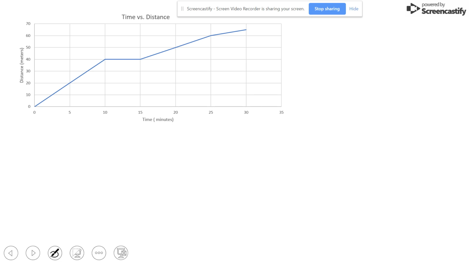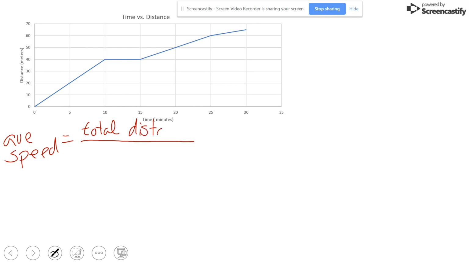Okay, in this last part, we're going to talk about our average speed, while looking at this graphic. Remember, to calculate average speed, this is total distance over total time. So when we're looking at this, our total distance we traveled, we started at 0.